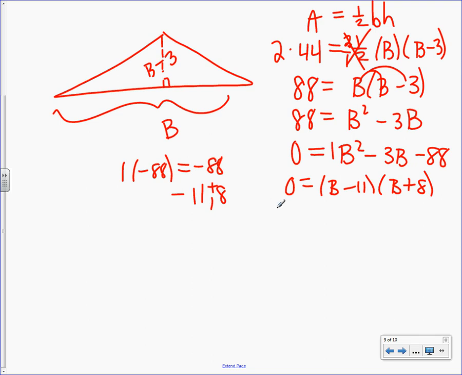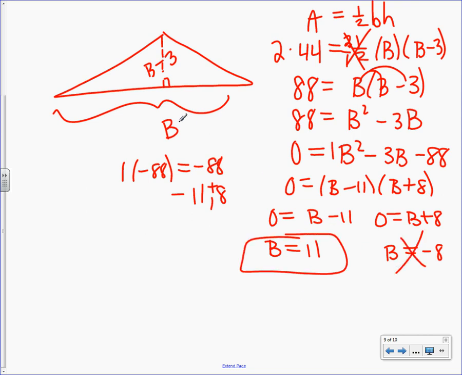Okay? So 0 equals b minus 11. 0 equals b plus 8. So what do I do to both sides here? How do I get b alone? Add 11. Okay. How do I get b alone here? Subtract the 8. Which one makes sense? The 11, right? Negative 8 doesn't make sense in this picture. You can't have a negative side.